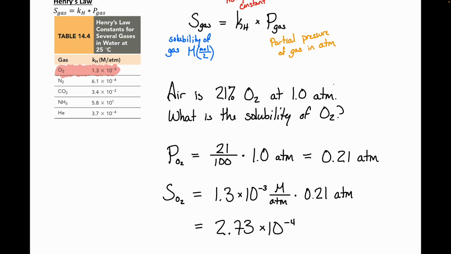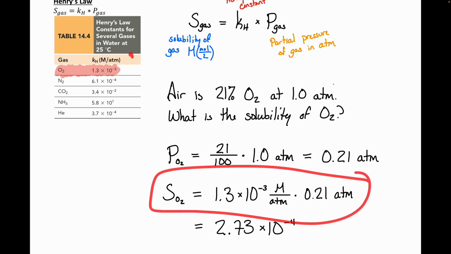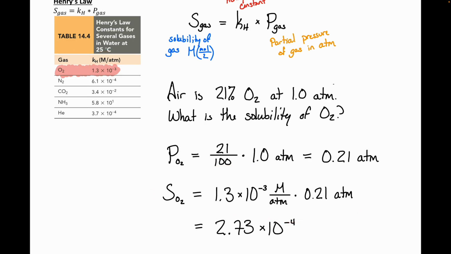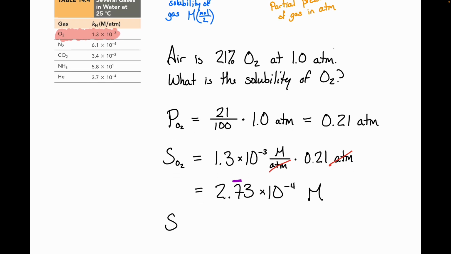All right, what are my units here? I kind of gave it away when I set up here, but let's just note that it all works out beautifully if we follow our units from our chart. All right, my Henry's constant is in molar per ATM, and my partial pressure is in ATM, so that cancels out to just molar. I'm also going to be good. I have 2 sig figs from my chart and 2 from my pressure. So my final answer here is that my solubility of oxygen is 2.7 times 10 to the negative 4 molar.